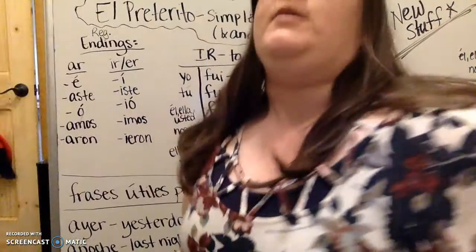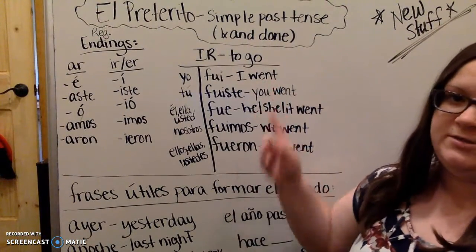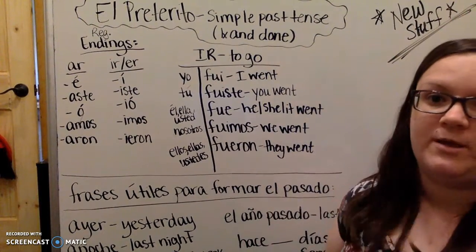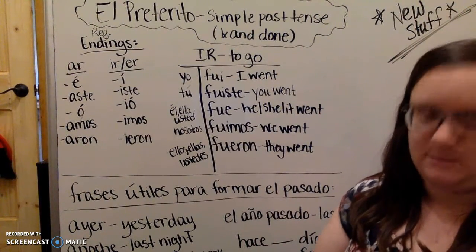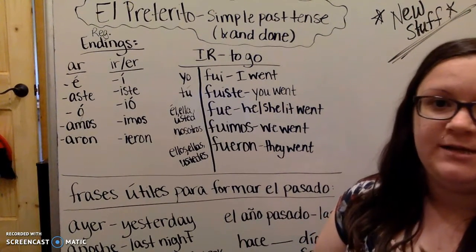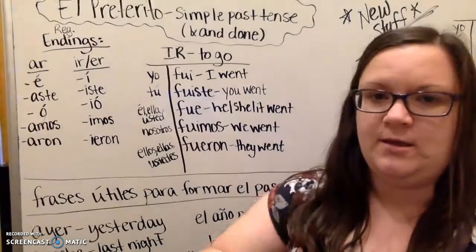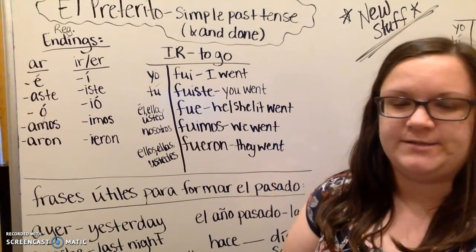All right. We have el pretérito. So this is the simple past tense in Spanish. When we were talking about this, we talked about it as being a one-time action, and it was done. It has a clear start and stop time. Just trying to get it so that you guys can see it better.